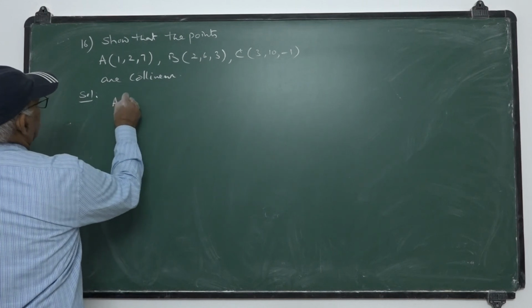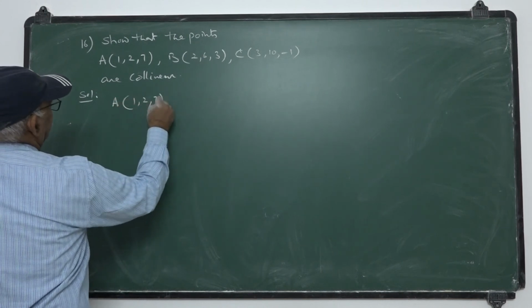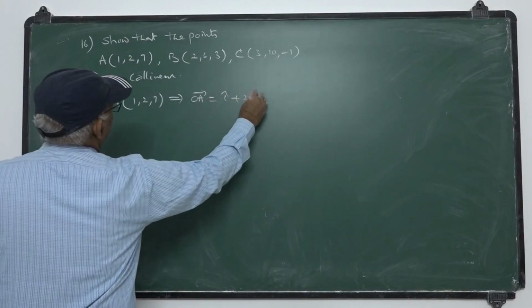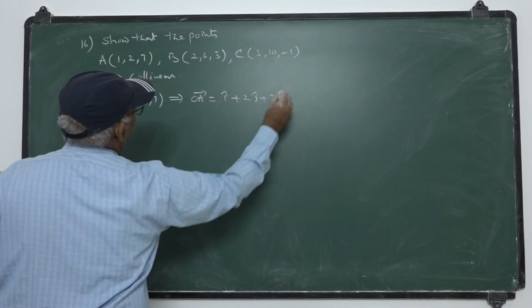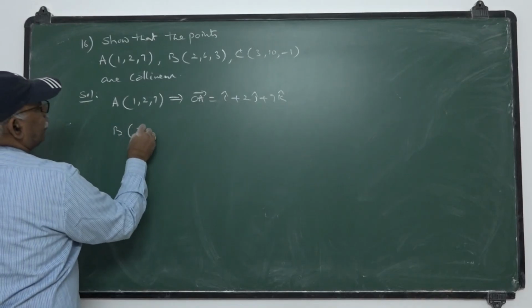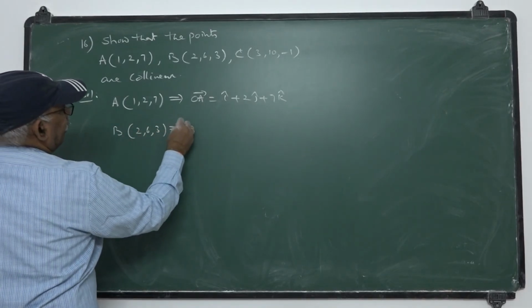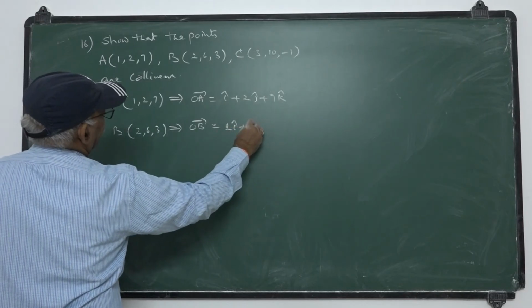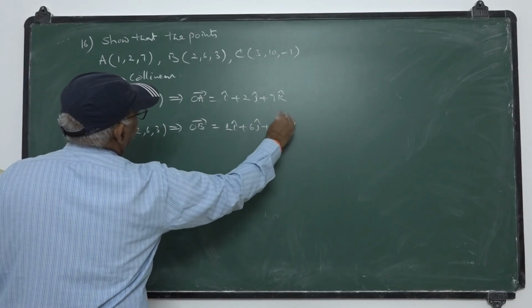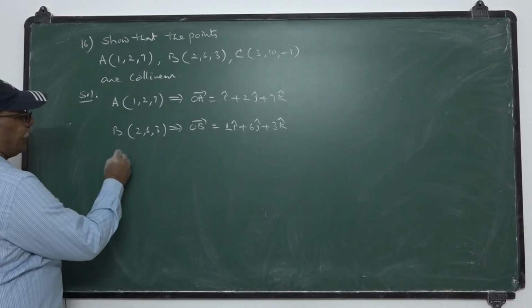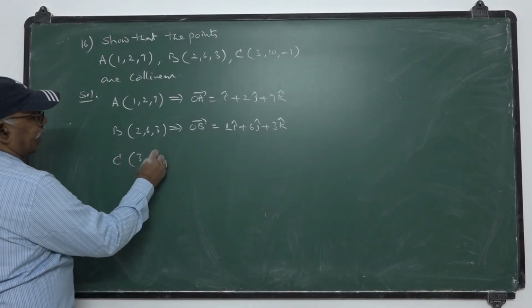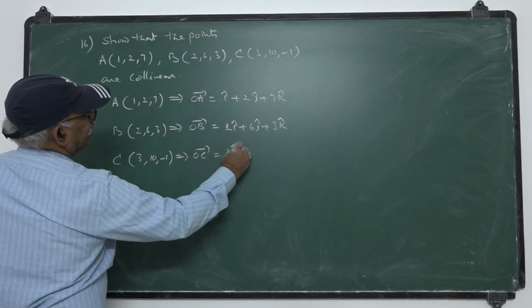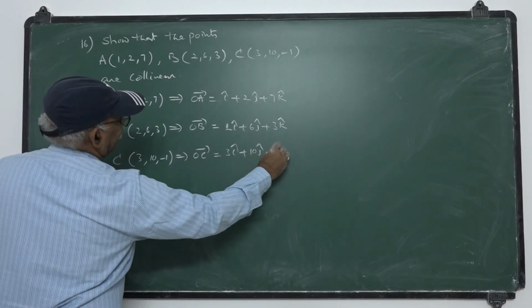For that, let us consider the position vectors of the points. OA bar is i plus 2j plus 7k. B is given as 2, 6, 3, implies OB bar equal to 2i plus 6j plus 3k. C is the point 3, 10, minus 1, implies OC bar equal to 3i plus 10j minus k.